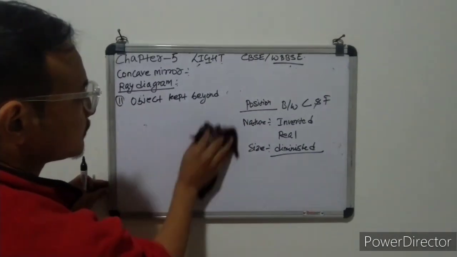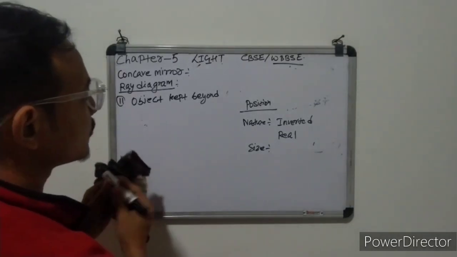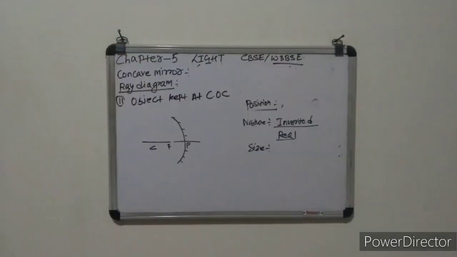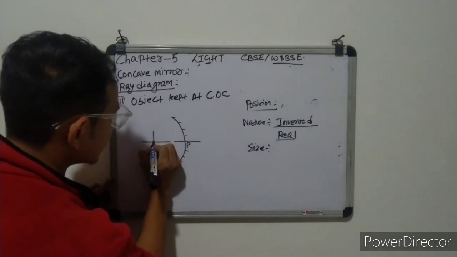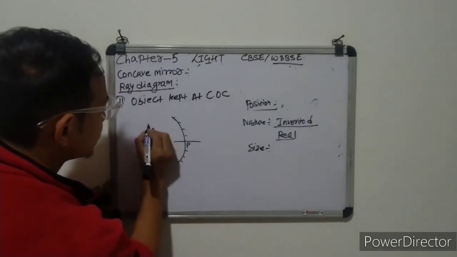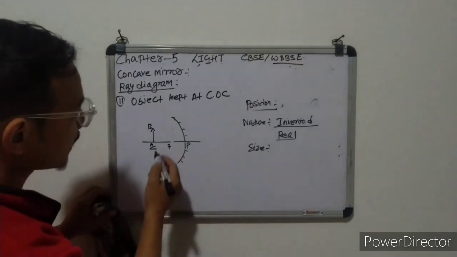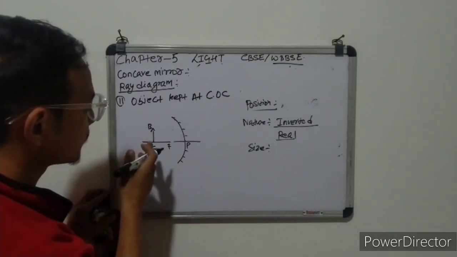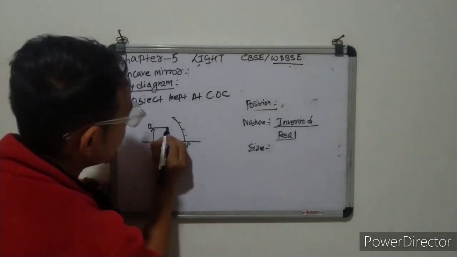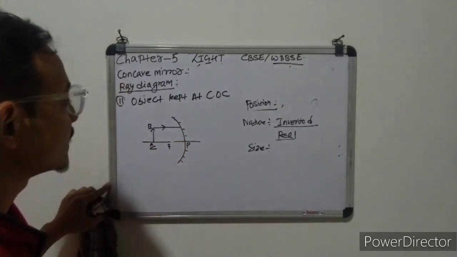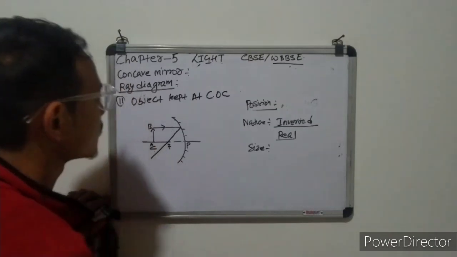Now another case. Now I will keep the object at the center of curvature and see what happens. I am bringing the object close towards the mirror side. When I keep the object at the center of curvature, I pass an incident ray of light. If the incident ray is parallel to the principal axis, it must always pass through the focus.